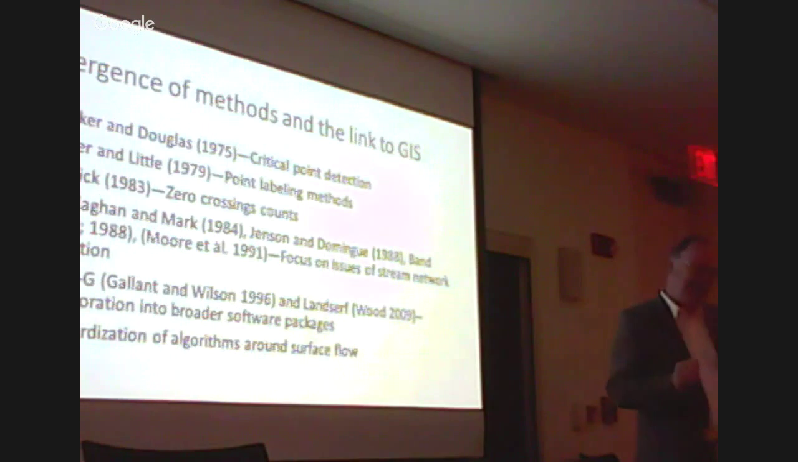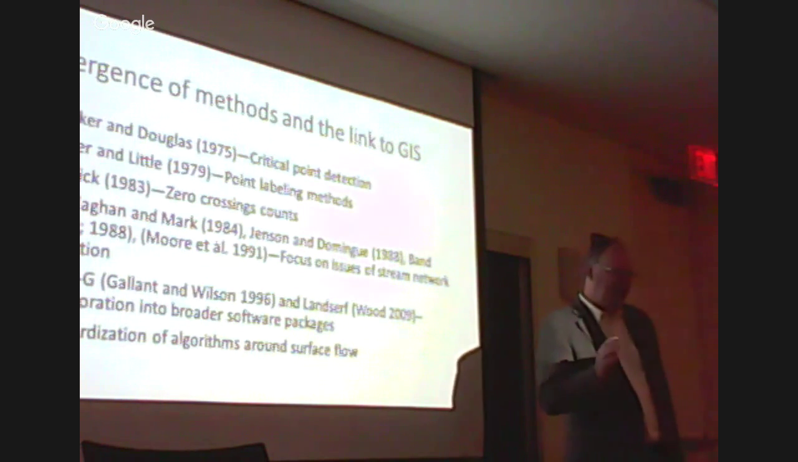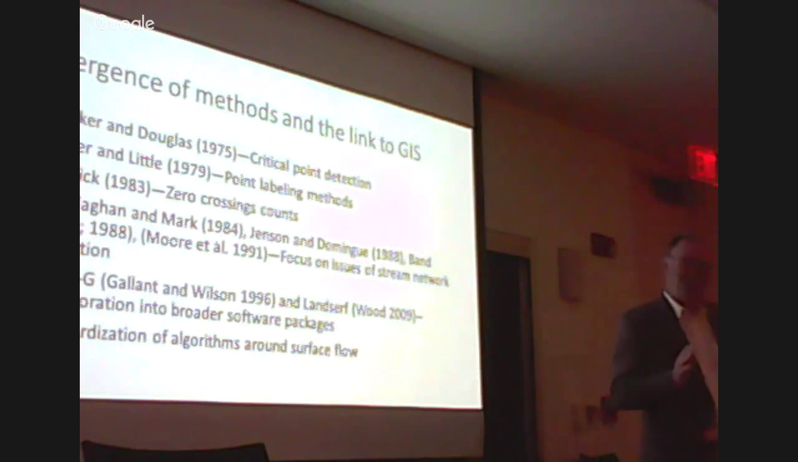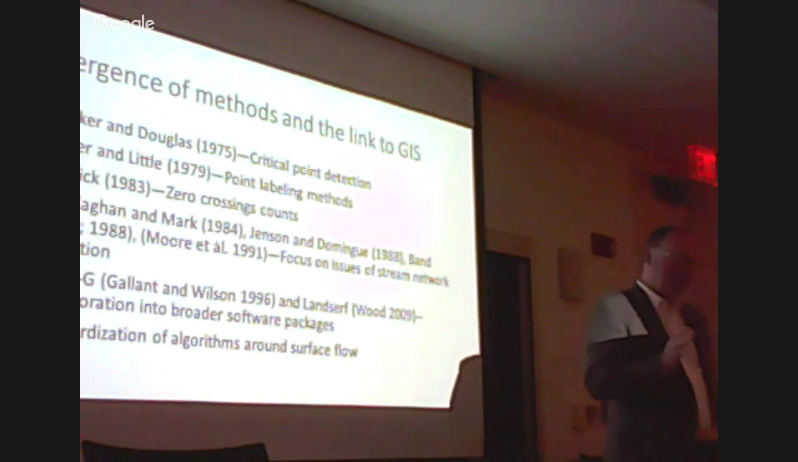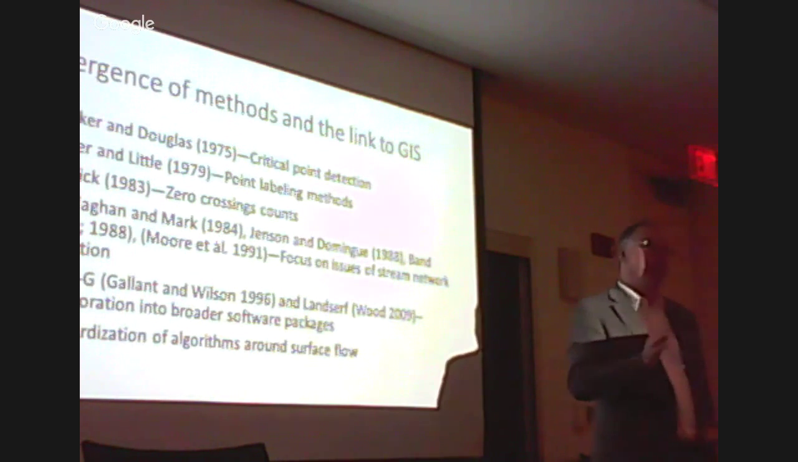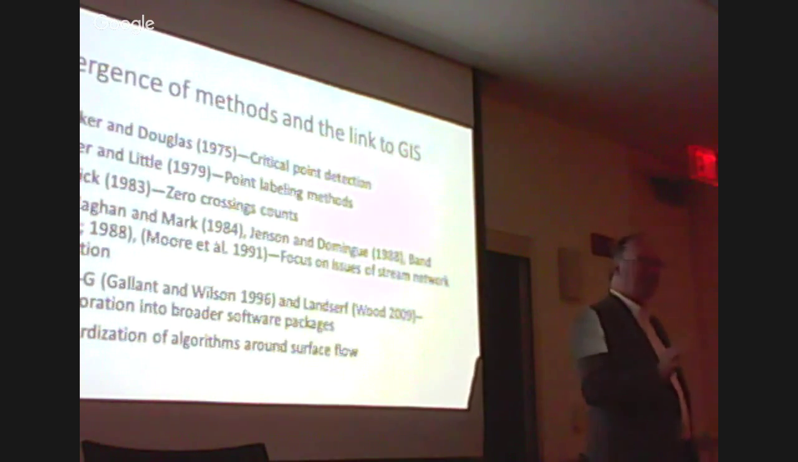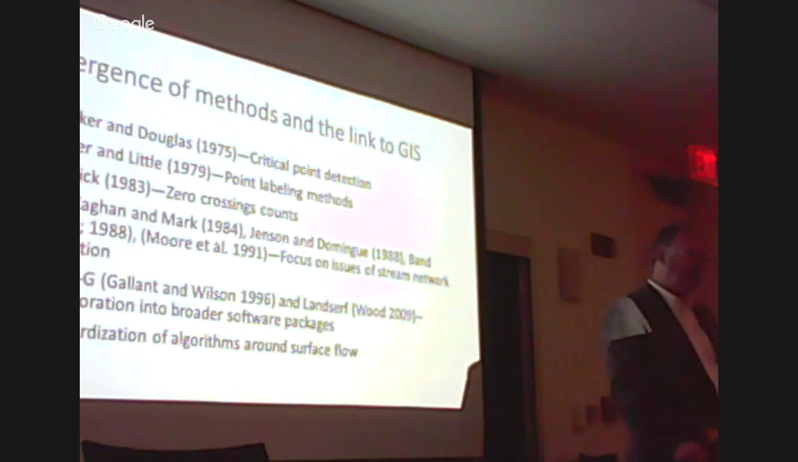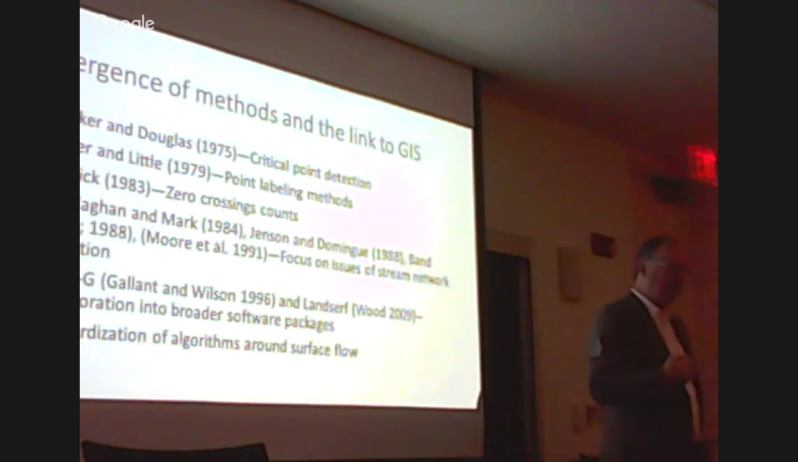And Joe Wood at London, what's it called? London University? City University of London, wrote for his doctoral dissertation an open source, public domain package called LandSerf, which does a fabulous job of dealing with topography and extracting the surface network. And this open source code began immediately to be scooped into the broader software packages, sometimes with acknowledgement, sometimes without. And most of these algorithms began a series of standardization discussions around this idea of network surface flow.